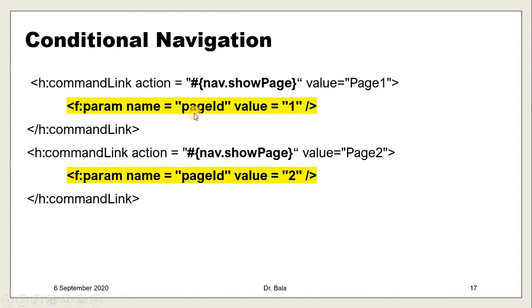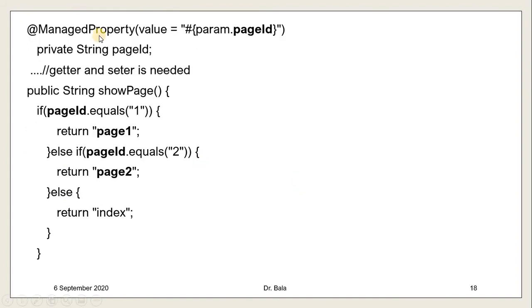In the condition, we will receive the page ID. If it is equal to 1, we will redirect to page 1. If the value is 2, we will navigate to the second page. Okay, so in the managed bean property, we have to get the value. That is param page ID, whatever the attribute or name we declared there, that is the page ID I gave. This is mandatory, you have to give it.